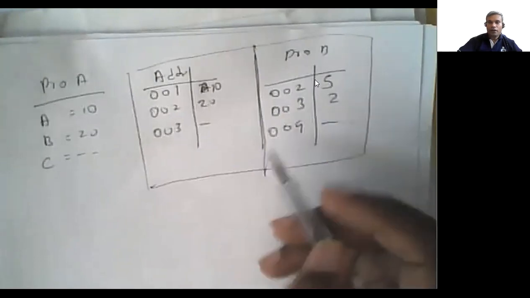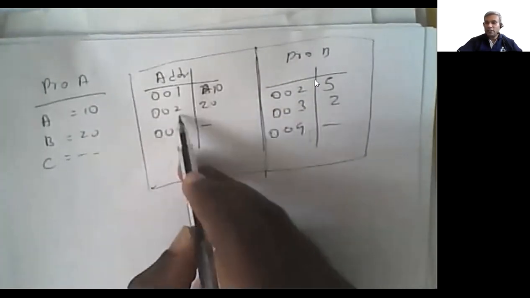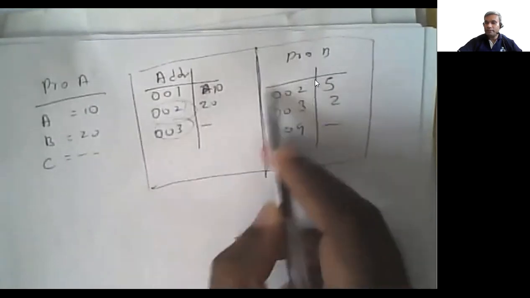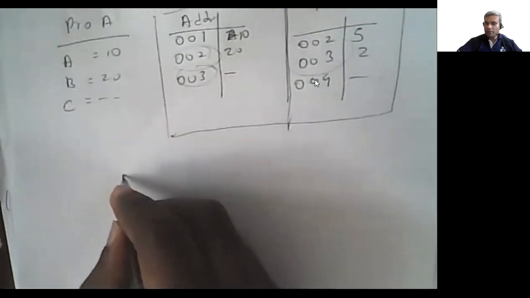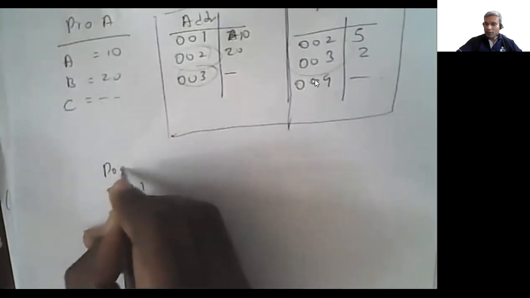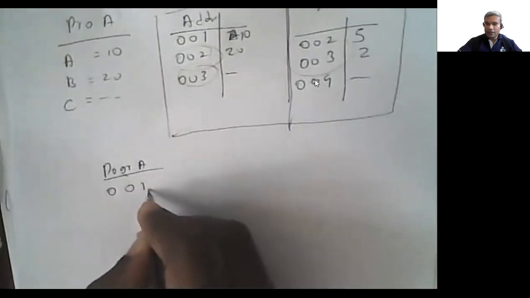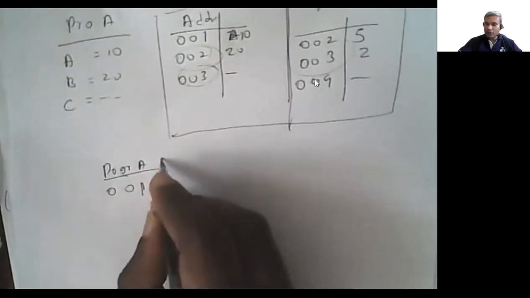So those are the two programs, program A and program B. They both try to access memory locations 2 and 3. So there is an overlap. What virtual memory does is, it doesn't actually give you this particular address. It takes the program. Let's say this is program A. It says it wants to access this particular memory location 0, 0, 1.